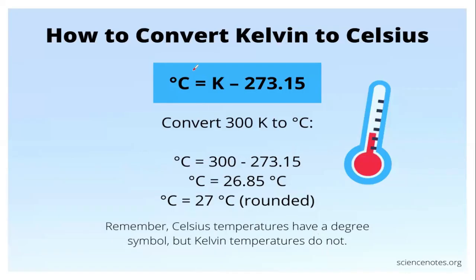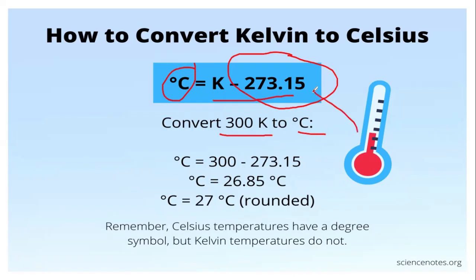And then you can actually do the same the other way, meaning you make Celsius the subject of the formula. If we make degrees Celsius the subject of the formula, we end up with K minus 273.15. So to convert 300 Kelvins to Celsius, you just plug it into the formula, and then you'll be able to find your Celsius degree.